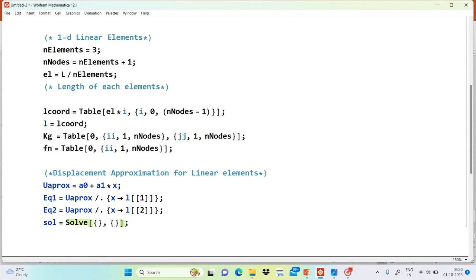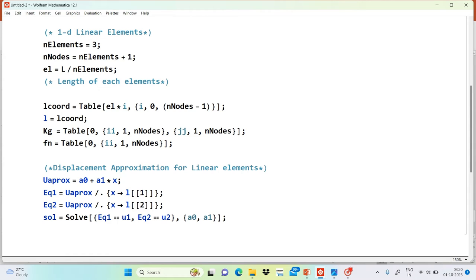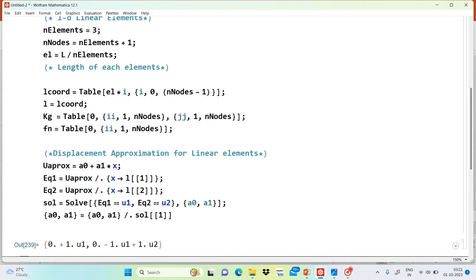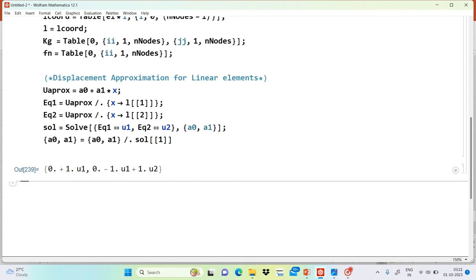We will solve the equations in the unknowns. So what's the equation? We have equation 1 that should be equal to u1, because that is u at x equals 1, array u1, comma, equation 2 that should be equal to u2, and we know that we have two constants a0 and a1, so therefore we want to solve for a0 and a1. Let's see what is the value. So we are getting 0 plus 1 u1, 0 minus 1 u1 plus 1 u2, so these would be the a naught and a1 values.